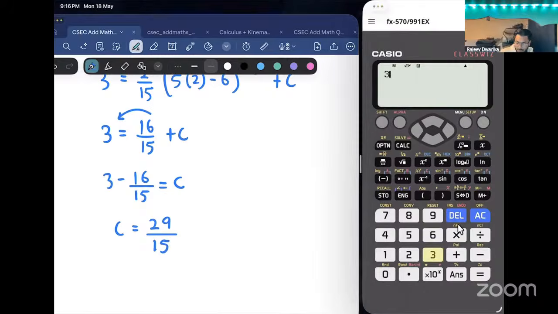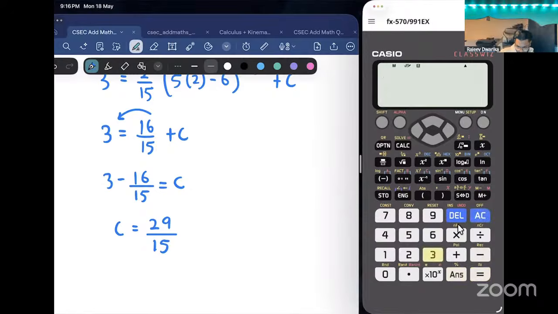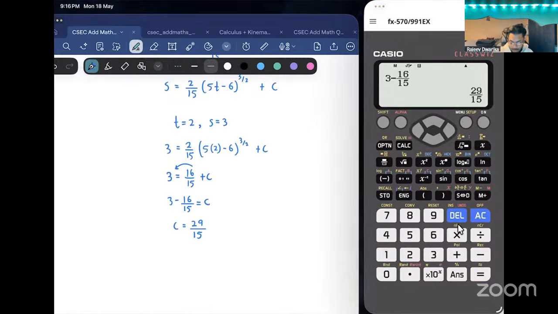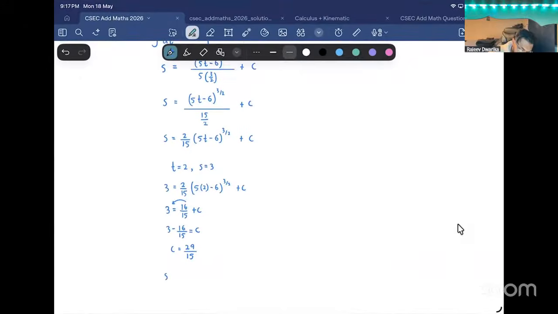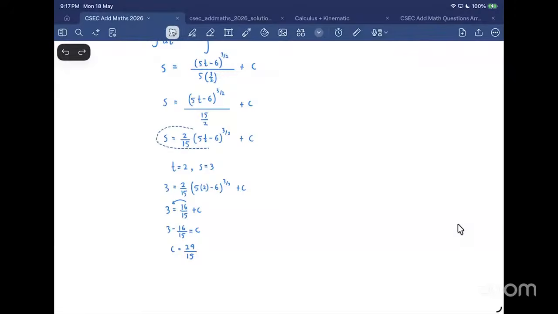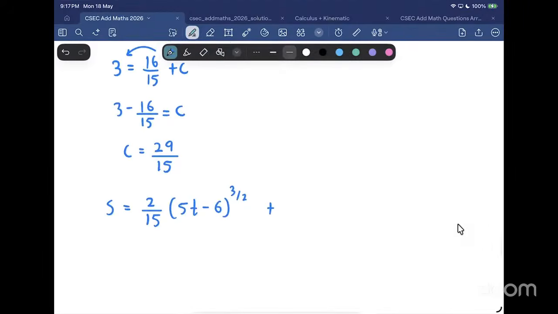Let me just confirm that. Yes, big up yourself. Our final answer would just be s is equal to 2 over 15 (5t minus 6) to the power 3 over 2, plus 29 over 15. Let me just copy and paste this. s is equal to this plus what? 29 over 15.